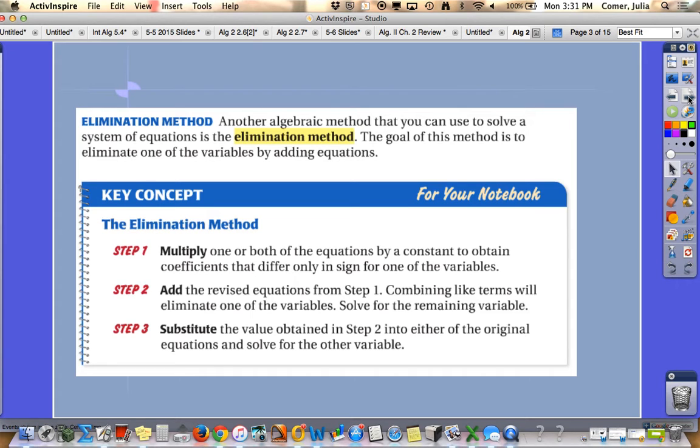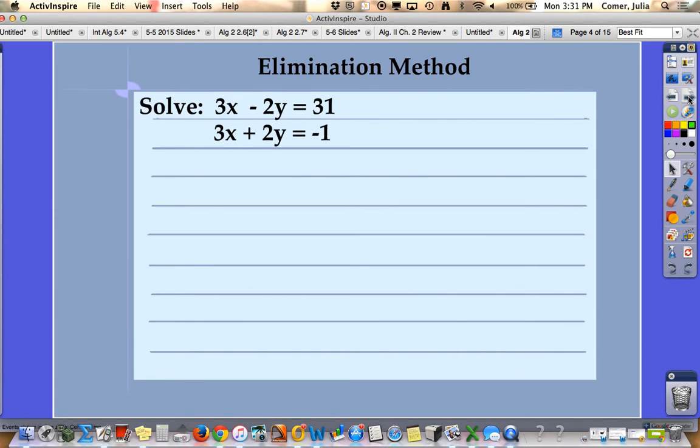And then our third step, after we have that value for x, we're going to plug it back in to solve for the other missing variable, so x or y. So here's our first equation here. We've got 3x minus 2y equals 31 and 3x plus 2y equals 31. So if I look at this right here, these two are already opposites, our negative 2y and our positive 2y.